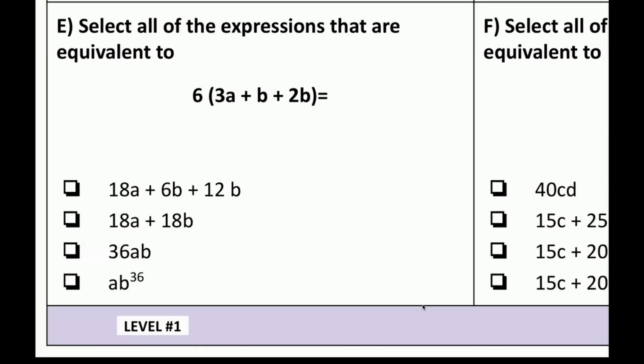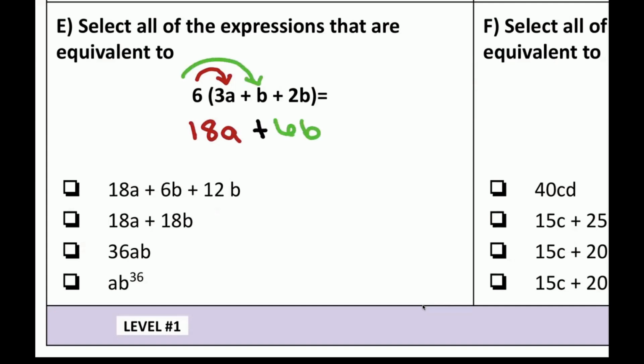We know that parentheses means multiply, and we'll treat it the exact same way. 6 times 3a is 18a, plus 6 times b is 6b, plus 6 times 2b is 12b. Don't forget, you have to multiply the number on the outside of the parentheses times every term on the inside.